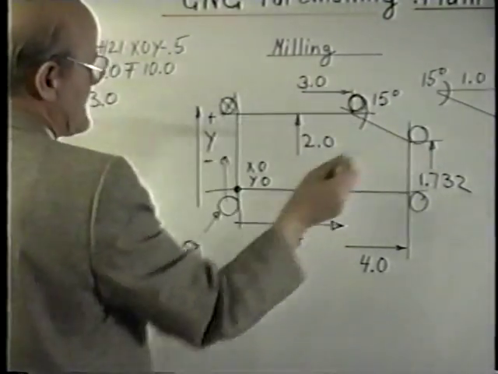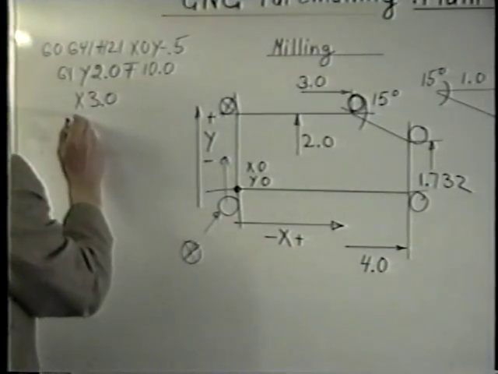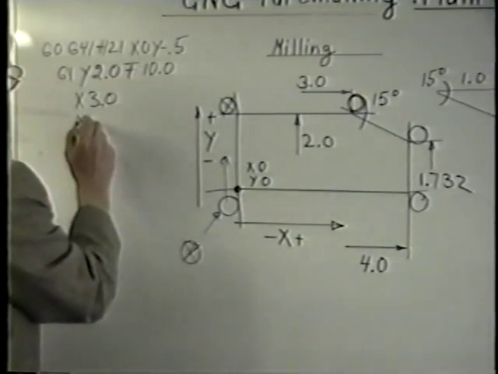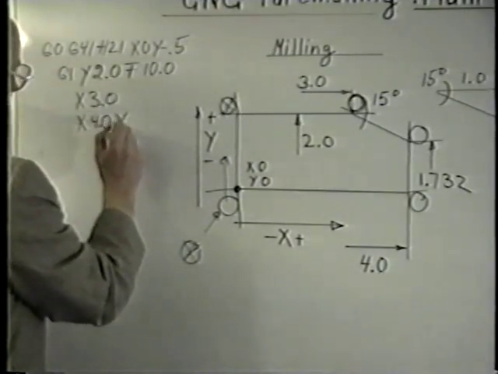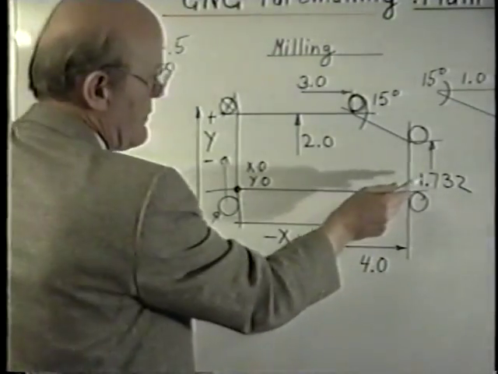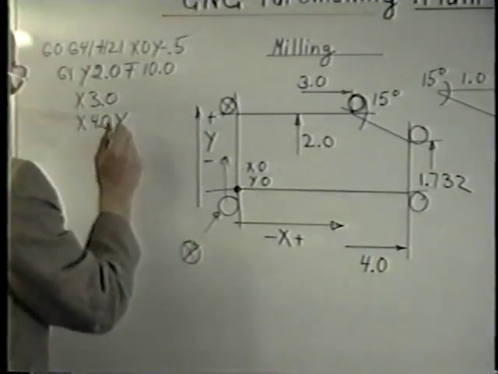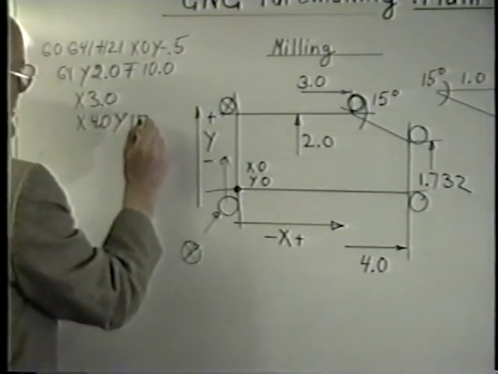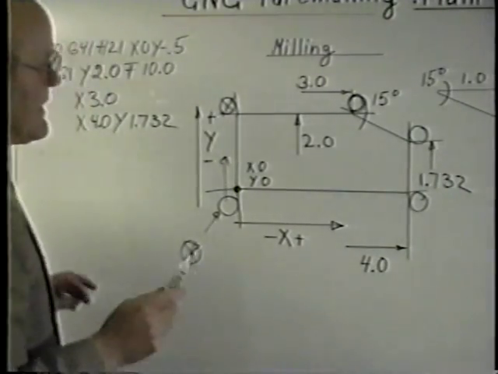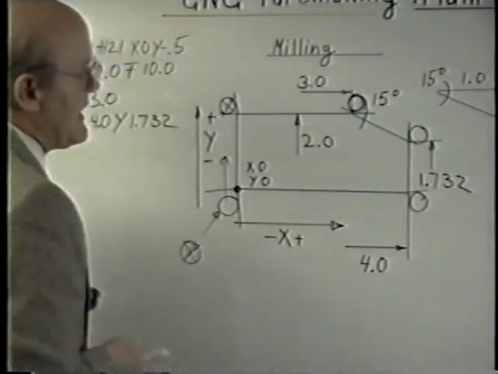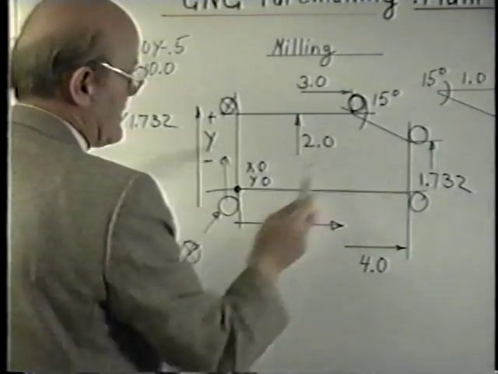Now the angle itself would look something like this. It will go to X, the part dimension of 4, and in the Y direction, it will go to the dimension we had figured out earlier, 1.732. So we always have to figure out the dimension of a part from the angle given. So this is the right dimension.